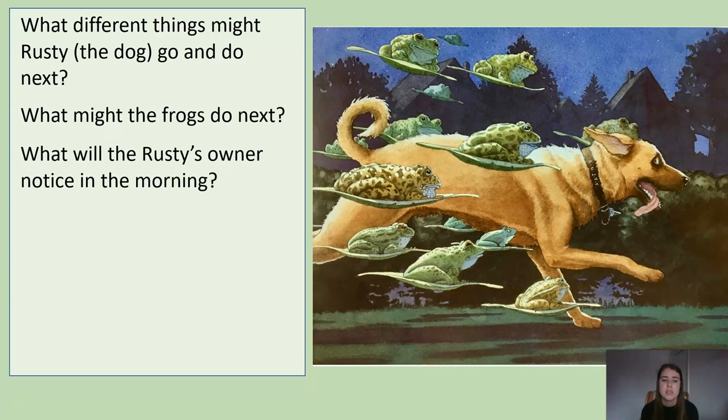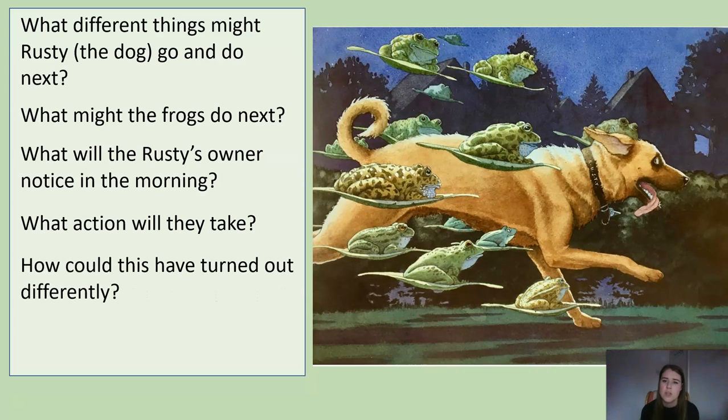What will Rusty's owner notice in the morning? What action do you think they might take? How could this have turned out differently?